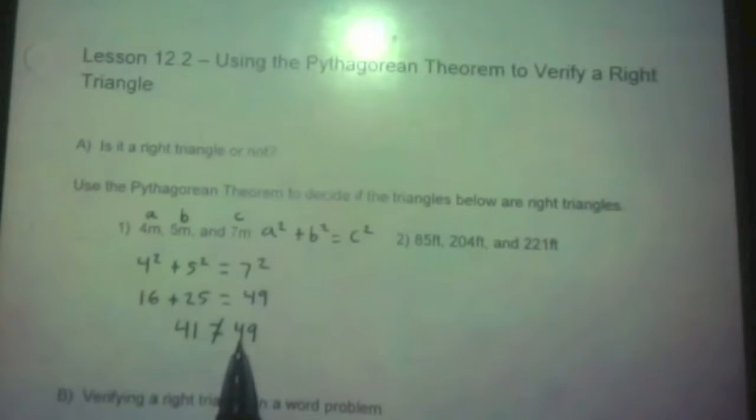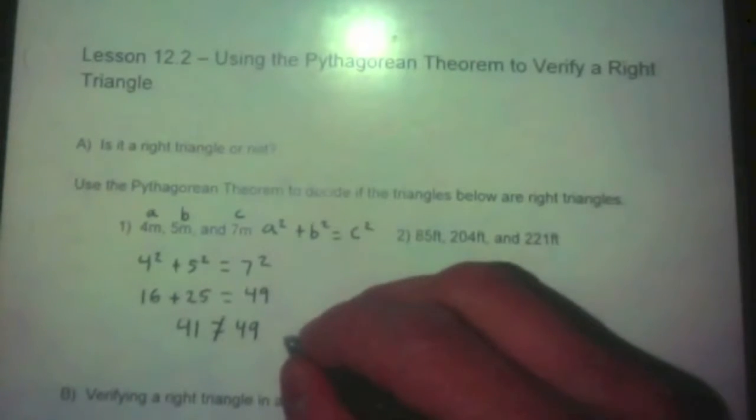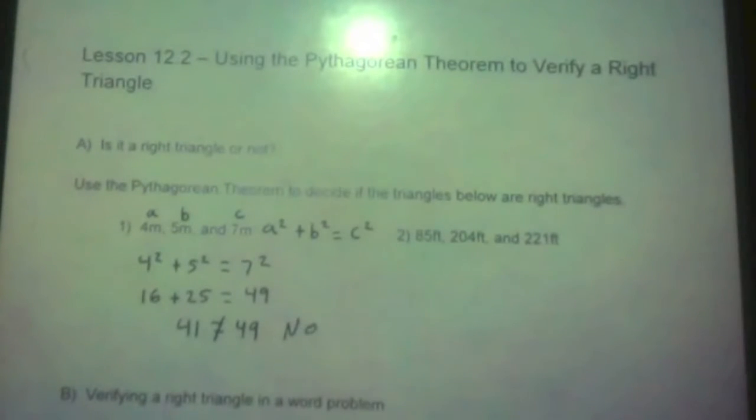Because 41 does not equal 49, this triangle, it is a triangle. It is not a right triangle. So we're going to label this no. All right. It is a triangle, but it's just not a right triangle.